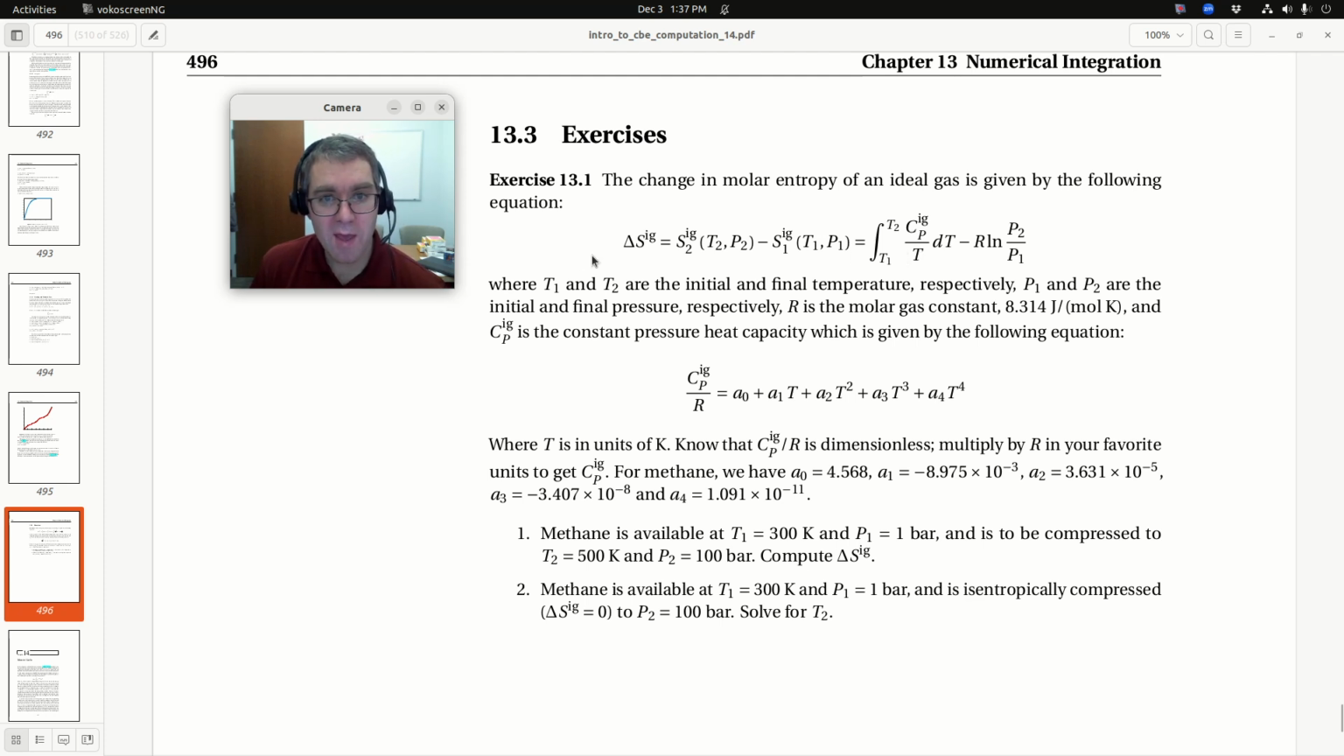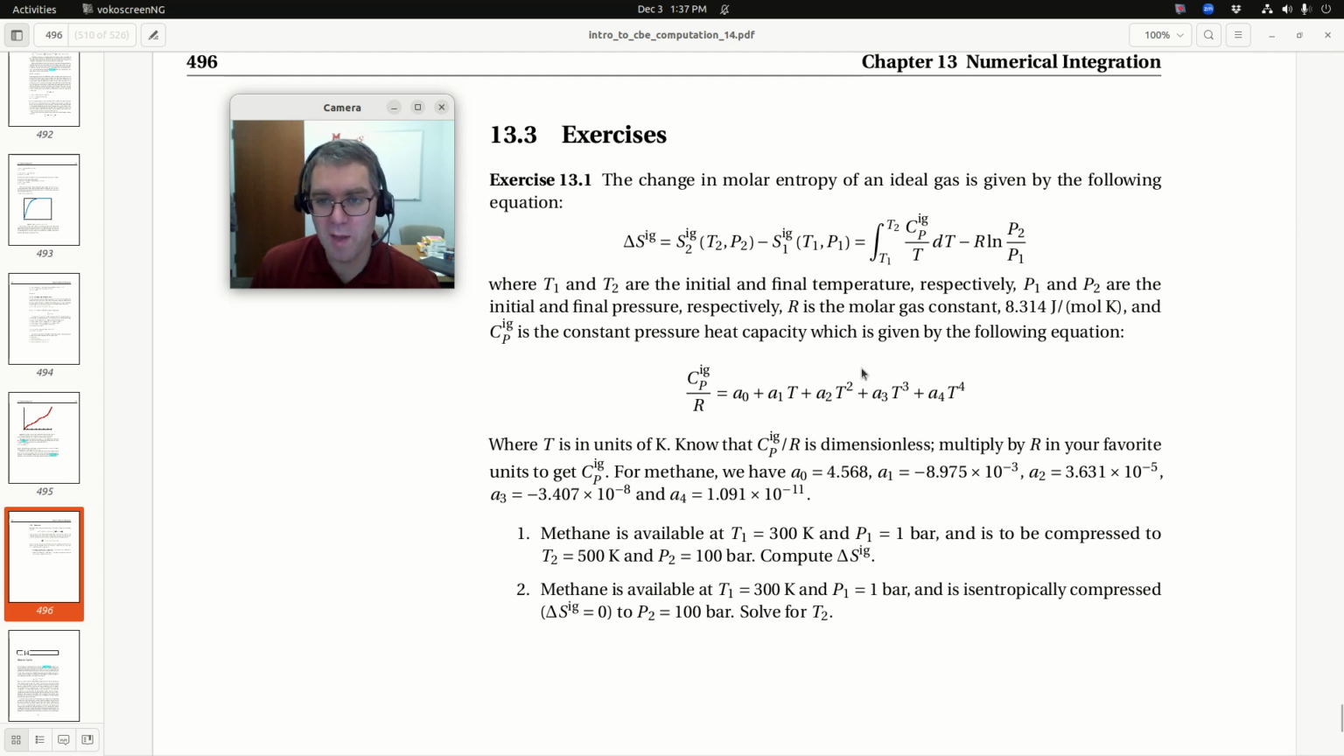All right, let's take a look at exercise 13.1. The change in molar entropy of an ideal gas is given by the following equation, where T1 and T2 are the initial and final temperature, respectively. P1 and P2 are the initial and final pressure, respectively. R is the molar gas constant, where here's the value in SI units.